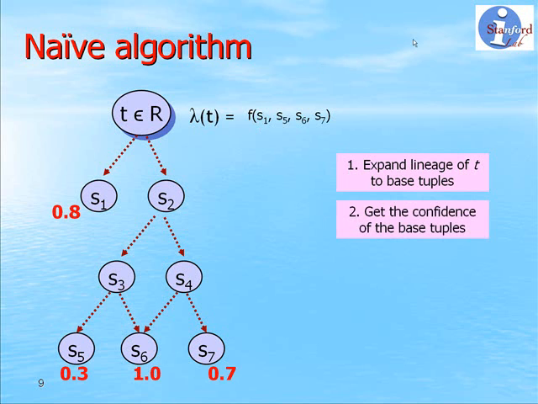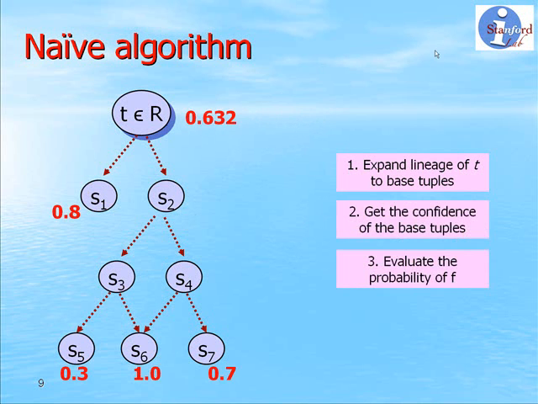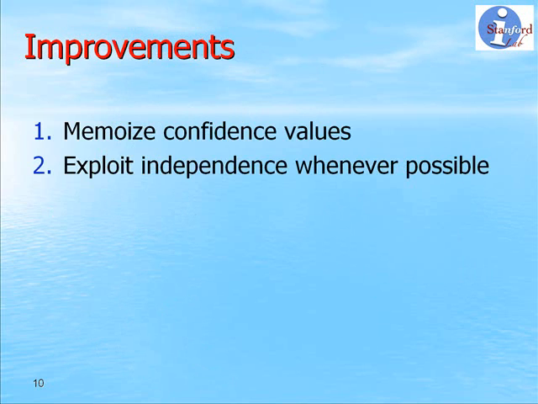The second step is to compute the confidence values based on the confidence values of these base tuples. So we get the confidence values of the base tuples and then finally evaluate the probability of F using these confidence values. In the paper, we show several improvements to this naive algorithm. First, we can memoize confidence values, which is an obvious improvement. Whenever the confidence value of a tuple is computed, we can save it in the database.